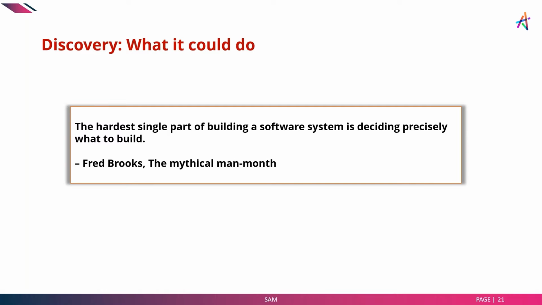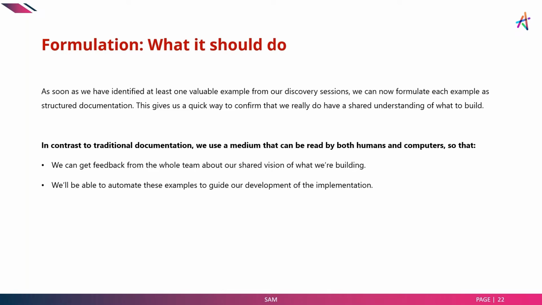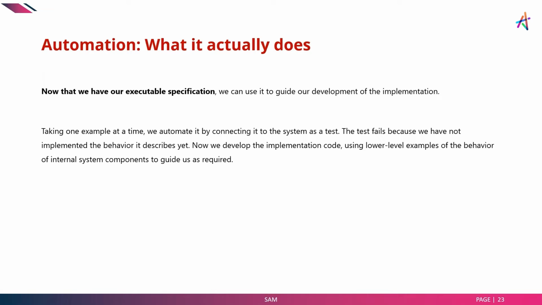Just to walk you through the slides, what is discovery and what it could do. Formulation is nothing but the documentation. As soon as we identify what we need to build, we document it. That's what is called formulation. Automation is just automating your testing. That's what comes under automation.